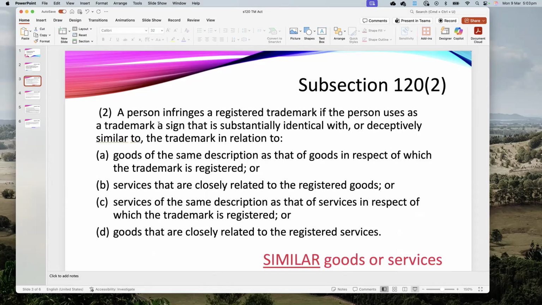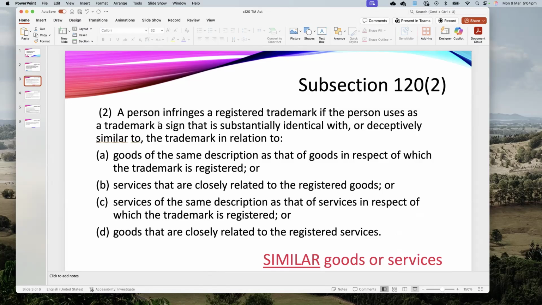Subsection 2 is where the goods and services may not be the same, but they are similar or closely related. So they might be in the same class. They probably are in the same class, but they might not be. But they're not the exact same goods or services.